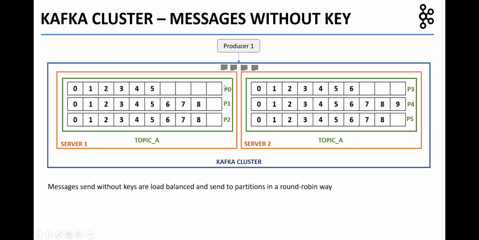Now let's look at the Kafka cluster from a message perspective. When a publisher posts messages to a Kafka topic and the messages do not have a partition key defined, then the messages are put into partitions in a round-robin fashion across brokers and partitions. This ensures that the load is balanced across all the partitions. For example, here you can see that the first message goes to partition 0, second message goes to partition 1, third message goes to partition 2, fourth message goes to partition 3, and so on.